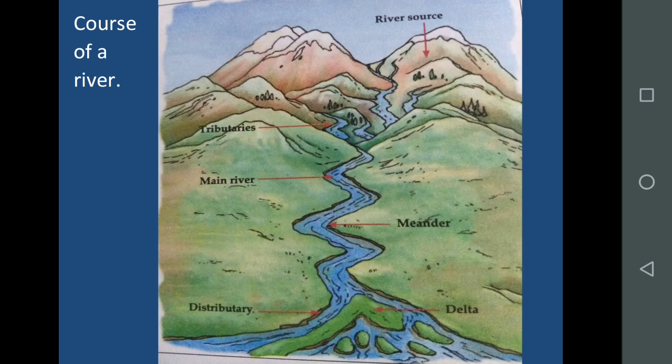Rivers originate from glaciers in the mountains that form the main source. River water, when it spills, sometimes flows as a separate channel and later joins the main river; this is called a tributary. Sometimes the river changes its course, forming a loop like bend, which is called a meander. Due to the accumulation of silt, the river further branches into distributaries, forming a fan like structure known as delta. And finally, the river joins the ocean or the sea.